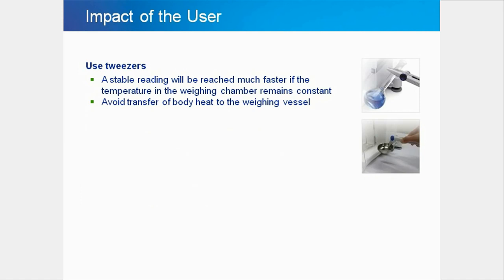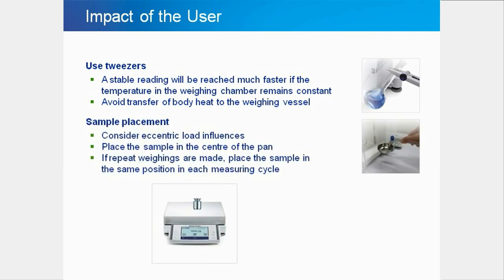A stable reading will be reached much faster if the temperature in the weighing chamber remains constant. Always avoid transfer of body heat to the weighing vessel by holding the tare container with tweezers whilst placing it onto the balance. Always place the sample in the center of the pan, or if repeat weighings are made, then place the sample in the same position in each measuring cycle.